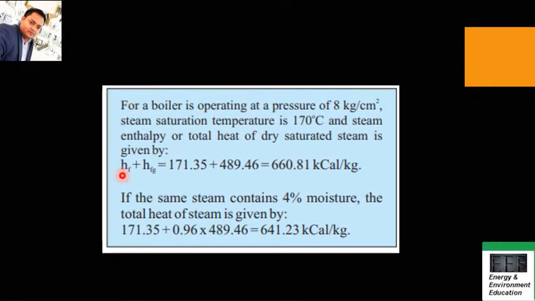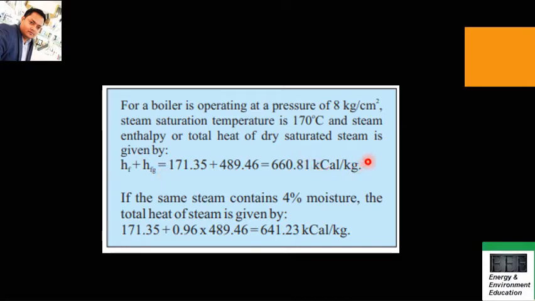So just an example here: a boiler is operating at a pressure of 8 kg per centimeter square. The steam's saturation temperature is 170 degrees centigrade, and the steam enthalpy, or total heat of dry steam, is given by. So basically they ask you to calculate the total dry saturated steam value. In that case, the enthalpy of the sensible heat and the enthalpy of the latent heat will be added together to calculate the total heat.